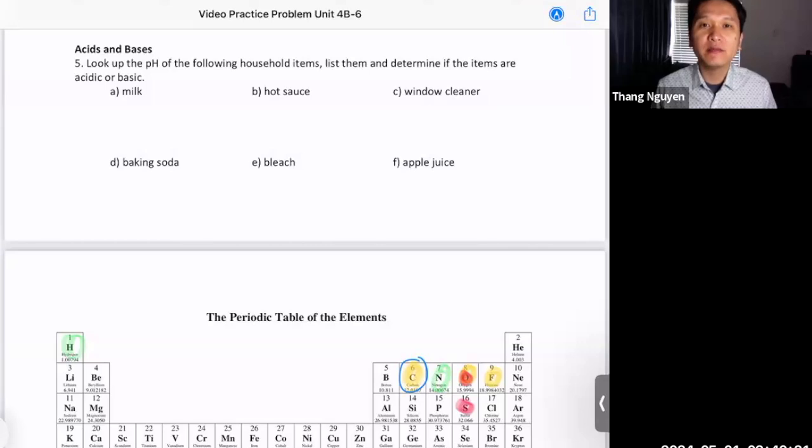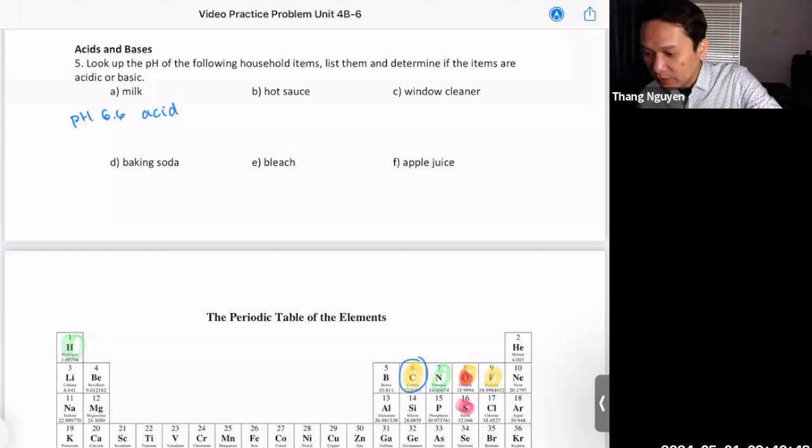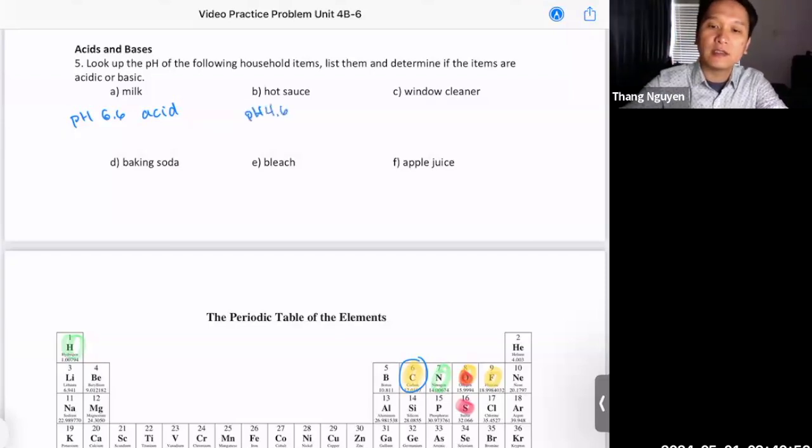So A is milk, and you don't have to have the exact same pH as I do, but it should be around the ballpark of it. So I have here milk to be pH of 6.6. Okay, so if it's pH 6.6, we call that acidic. Okay, and we call that acid. Hot sauce, I got a pH of 4.6, so that's also acidic.